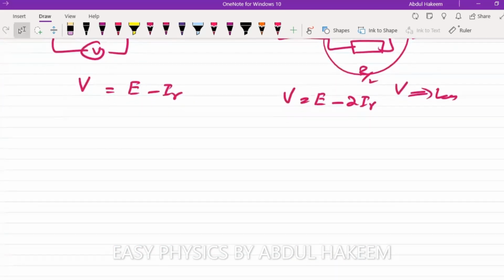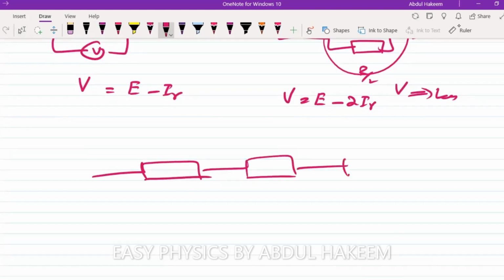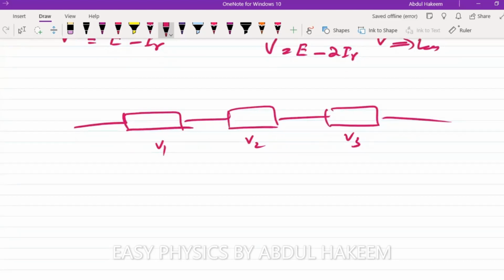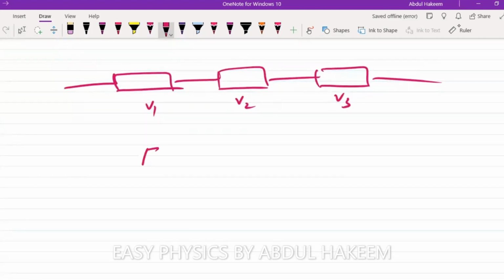Now, suppose resistors are connected in series. So current remains the same, voltage is divided: V1, V2, V3. And Kirchhoff's second law says the total EMF supplied to the circuit is the sum of all potentials across the resistors in the circuit. Meaning total EMF will be V1 plus V2 plus V3.